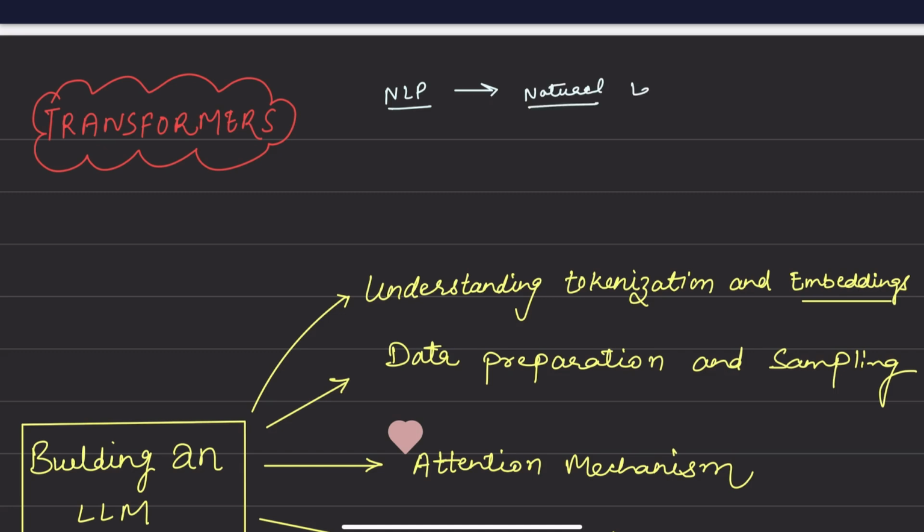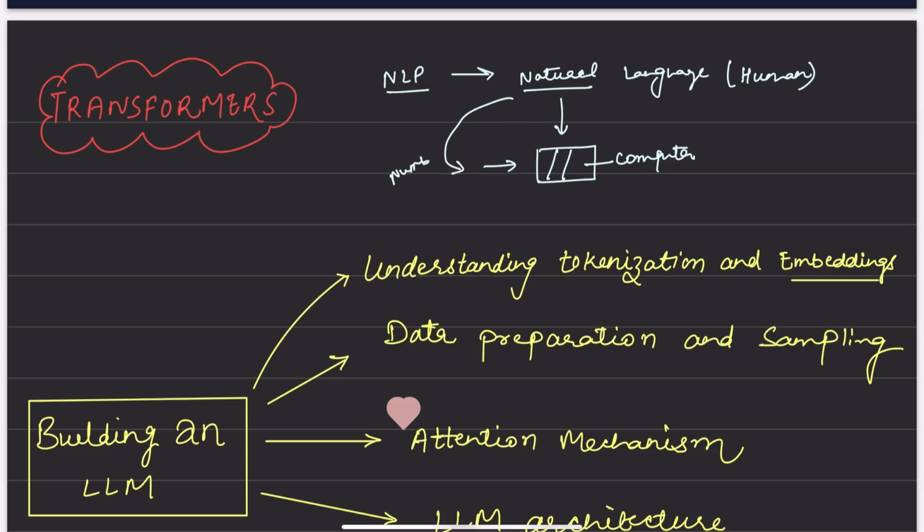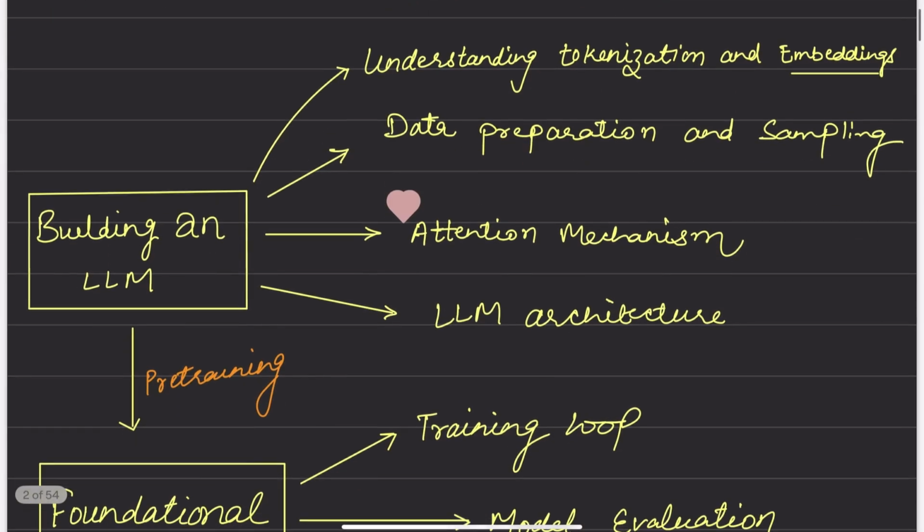So what is natural language? Natural language is the one that we as humans can understand. Now the problem with natural language is that it is not something that a machine, or you can say a computer, can understand. And as we know, a computer can only understand mathematical or binary things. So we have to convert our language into what? Into numbers, so that the computer can understand it. That's why we have NLP, that is natural language processing, and that's why we have tokenization and other things like embedding. So let's start with tokenization.